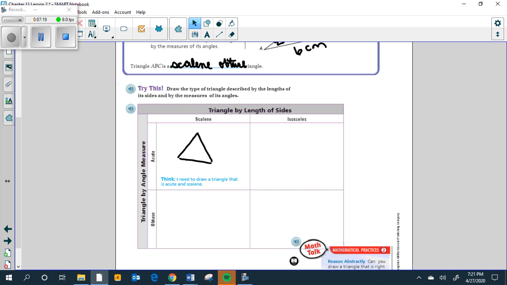Oh, I'm sorry, scalene, I need to go back. I have a mistake here. This would not be scalene because the 3 sides are all the same. That would be an equilateral. So let's get rid of some of these sides.